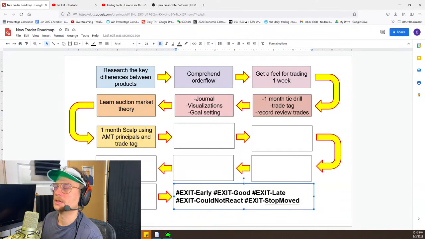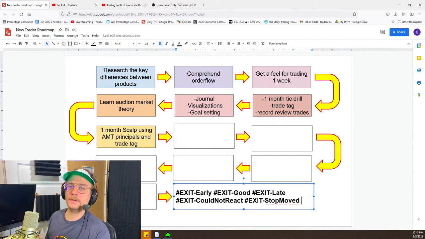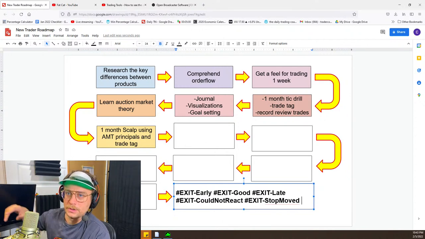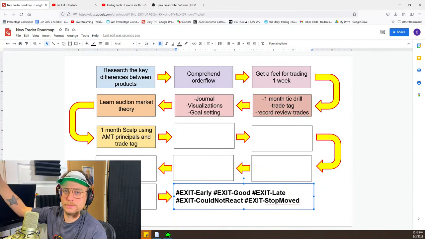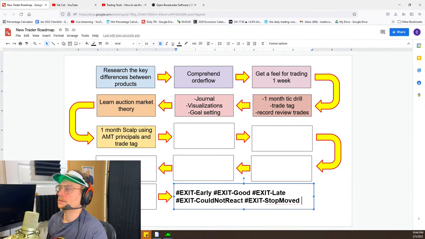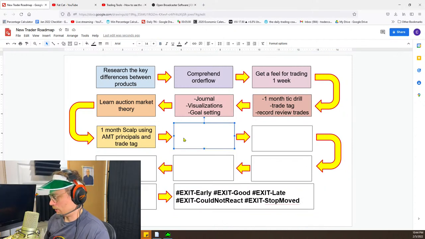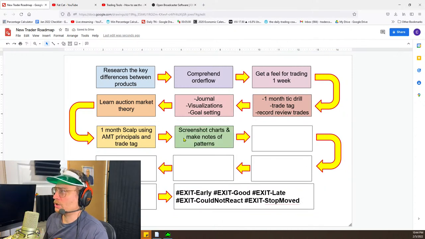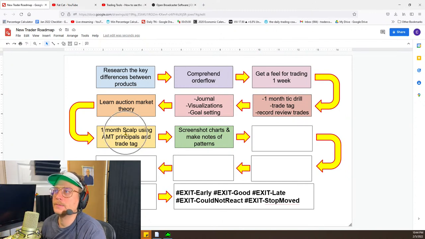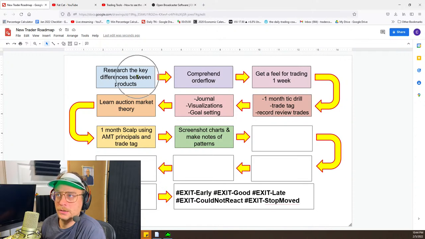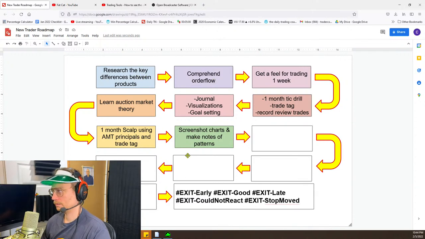Okay. Do that for a month. Now we're kind of moving from tick drills to actually trading some sort of principle. Okay? Next, what you want to do is screenshot charts and make notes of patterns. You want to do this at the same time you're doing this. So now we're about 2 months and a week into our trading adventure. Obviously more, you should spend a few months just learning up here. But anyways, this is when we actually got our demo account.